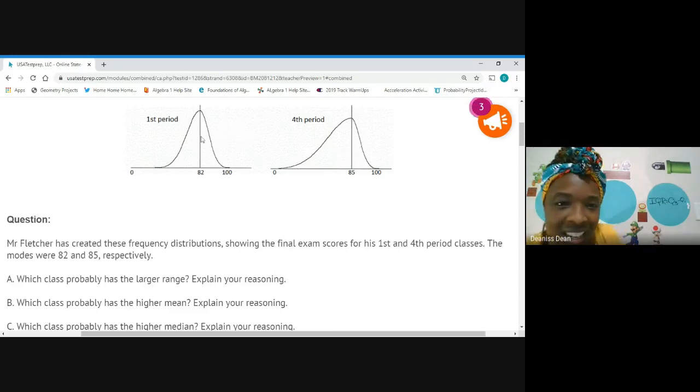This one, that's almost the middle. The middle would be a little more over to the left. But yeah, it's the middle number, remember, it's how the graph is divided. It just so happens that it was on the 85 and 82 because those are the modes for this data. Okay. So the one that would have the highest median is going to be first period because the middle is really close to 82.